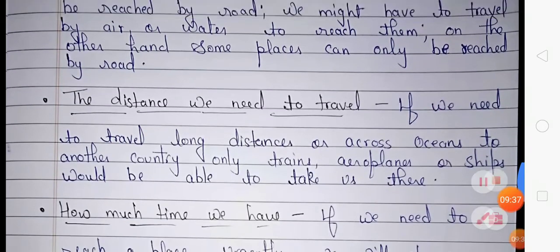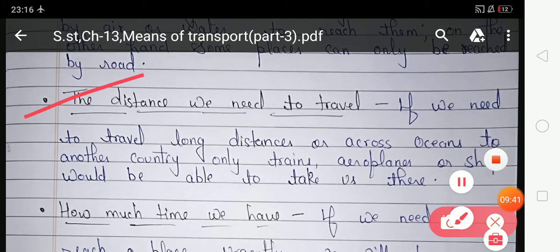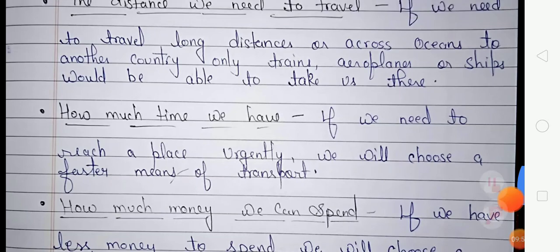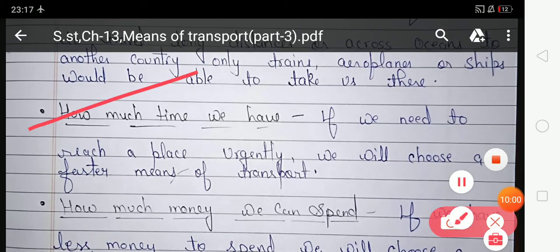Now look at the next. The distance we need to travel. If we need to travel a long distance or across the ocean to another country, only trains, aeroplanes or ships will be able to take us there. Now look at the next. How much time we have. If we need to reach a place urgently, we will choose a faster means of transport.